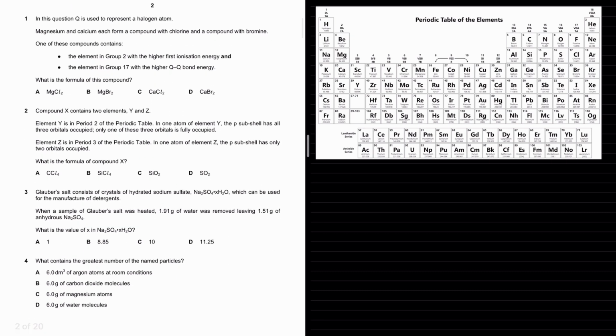Question 1. In this question, Q is used to represent a halogen atom. Magnesium and calcium each form a compound with chlorine and a compound with bromine. One of these compounds contains the element in group 2 with the higher first ionization energy and the element in group 17 with the higher Q-Q bond energy. What is the formula of this compound?